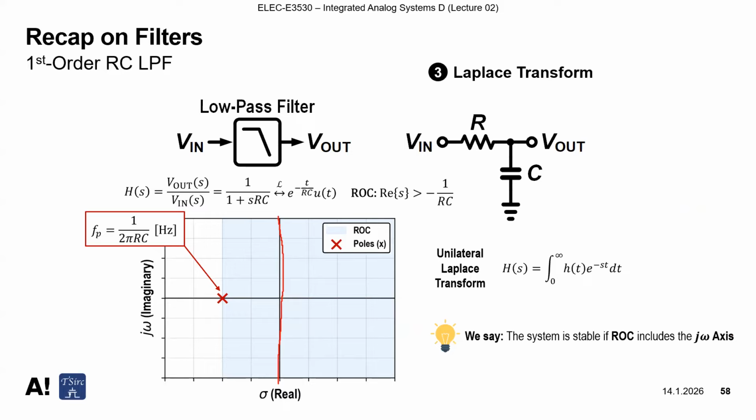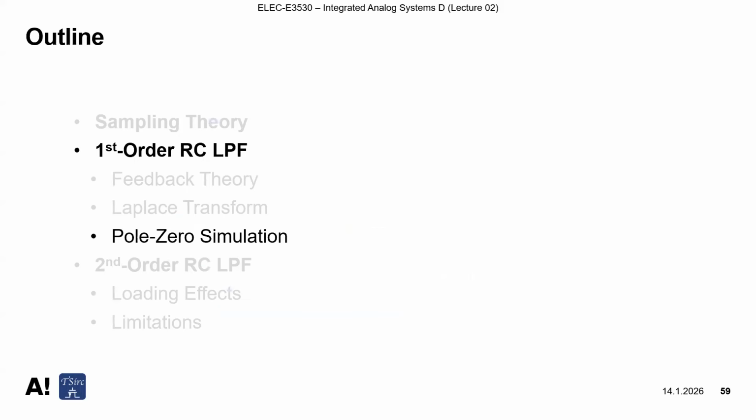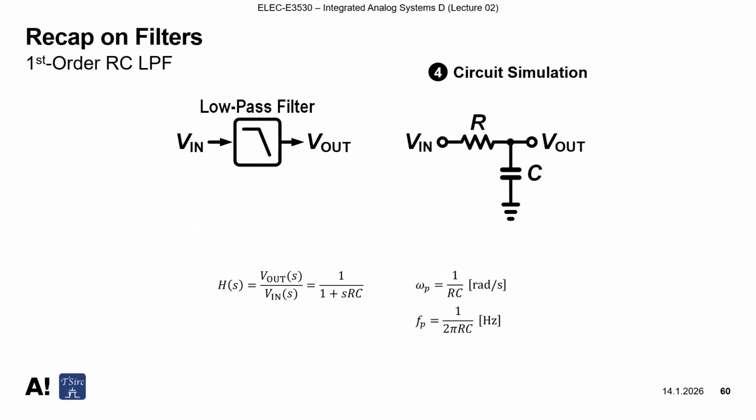Because this is the case when we just multiply our exponential with magnitude equal to 1, such that it is equivalent to the Fourier transform. Okay, then let's go to the pole-zero simulation case. So here is a circuit simulation part that I prepared today.